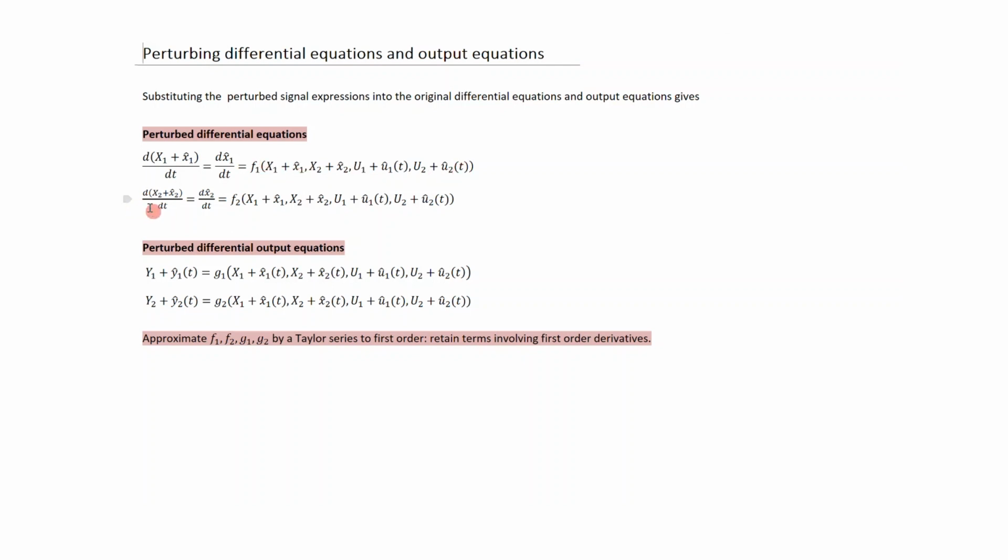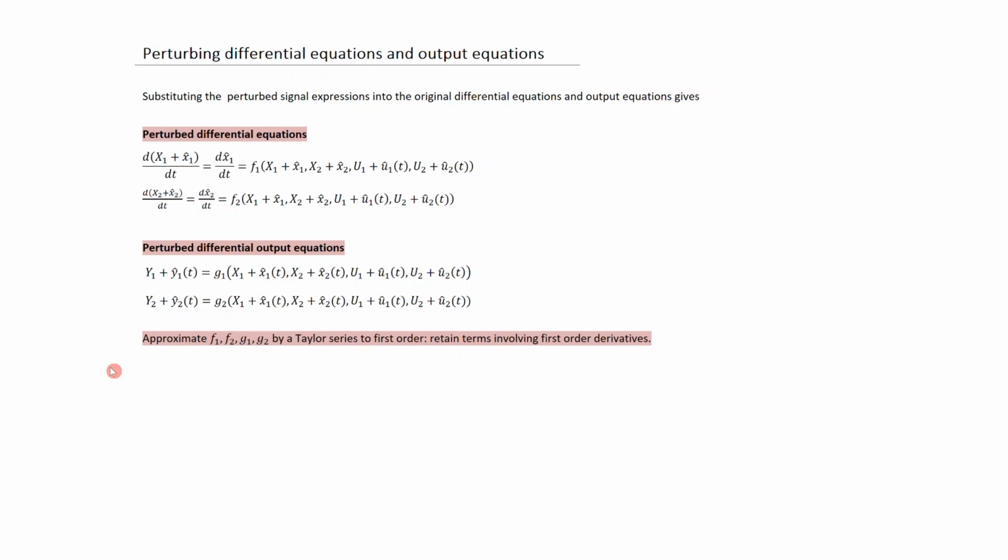You do the same thing for the second state space equation. The X2 being a constant means that you only end up with the derivative of the small signal perturbation, that is x̂2. For the output equation, we do similarly the same thing. We have Y1 plus ŷ1(t), Y2 plus ŷ2(t), and then the x1, x2, u1, and u2 get replaced by the expressions that you see here.